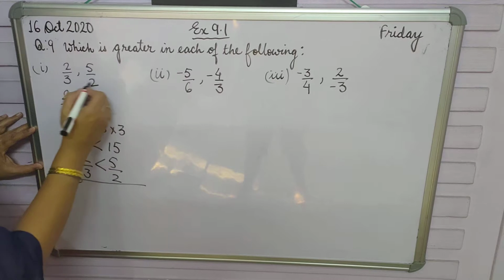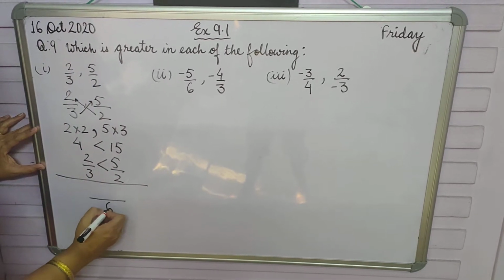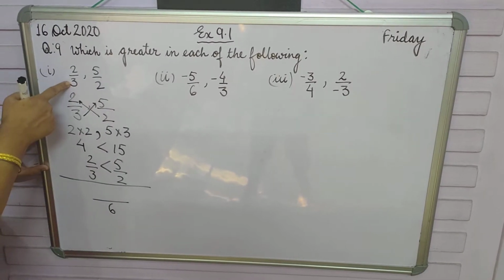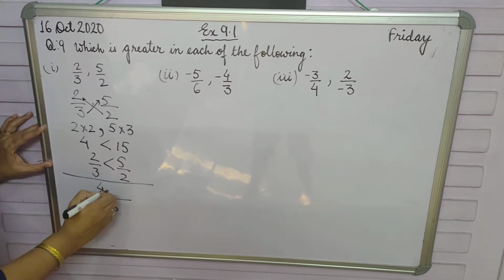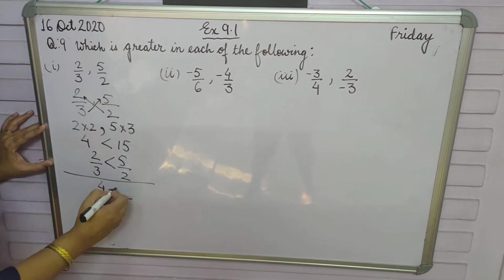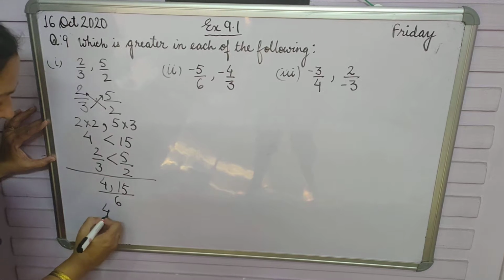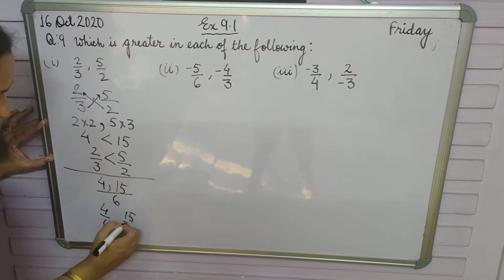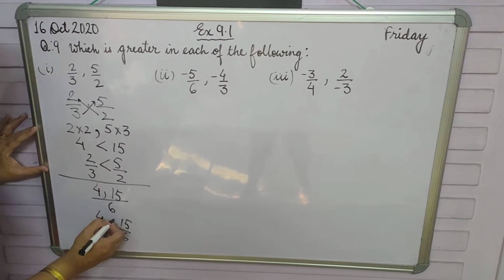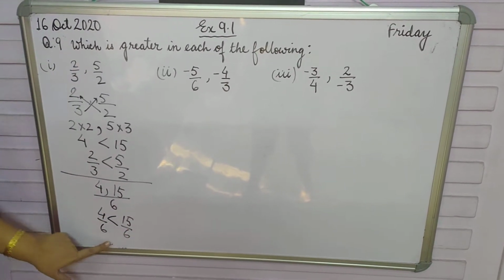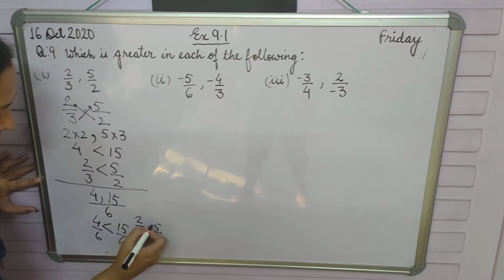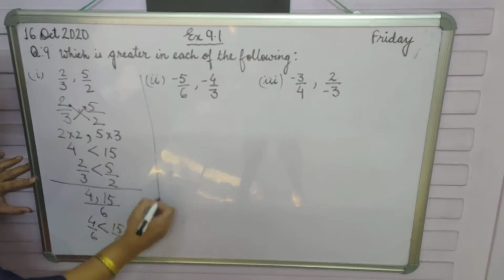Alternatively, you can find out the LCM of 3 and 2 and it comes out to be 6. So 6 divided by 3 is 2. 2 into 2, 4. The same thing is going to happen. 6 divided by 2 is 3 and 3 into 5 is 15. Now let us separate these two. 4 by 6 and 15 by 6 as clearly indicated. Which one is greater? 15 by 6 is greater. So we can say that 5 by 2 is greater than 2 by 3.